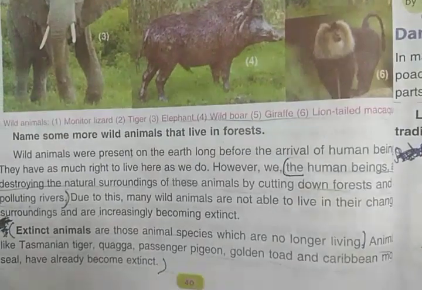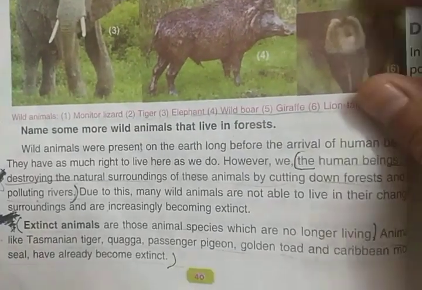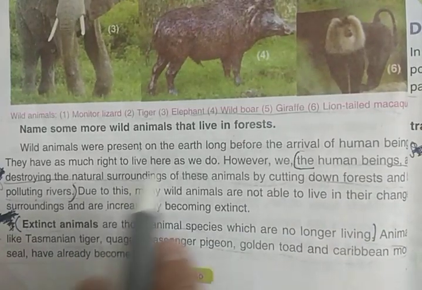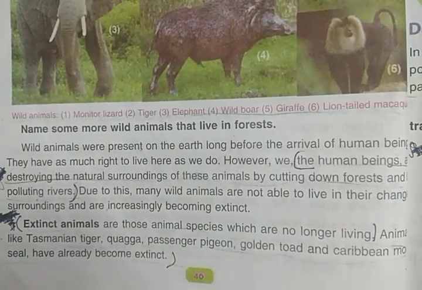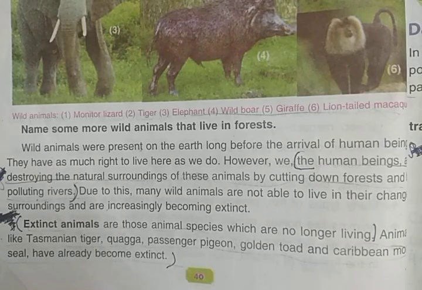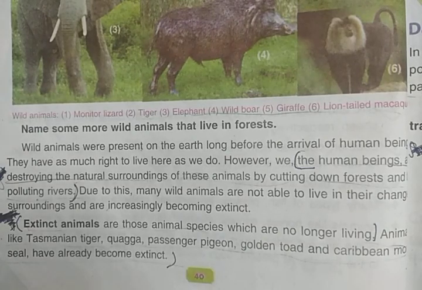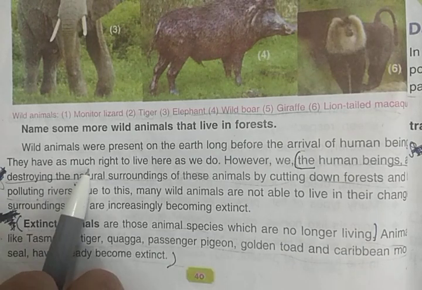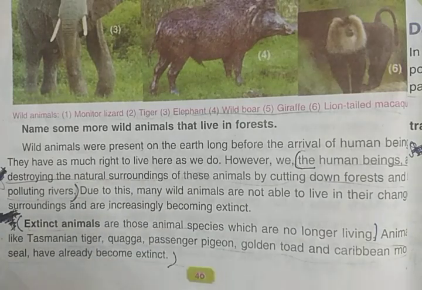Yes, there are many. Now wild animals were present on the earth long before the arrival of human beings. That means wild animals came first on this earth. After that the human being arrived. So they have more right to live on this earth. They have as much right to live here as we do. That means we have equal right. Equal right means barabar ka hak hai unko bhi is earth pe rehne ka.